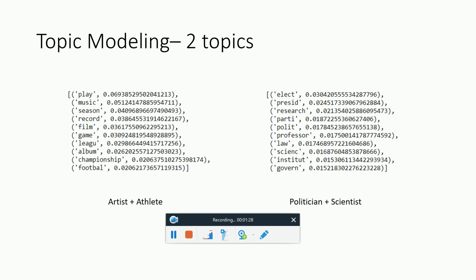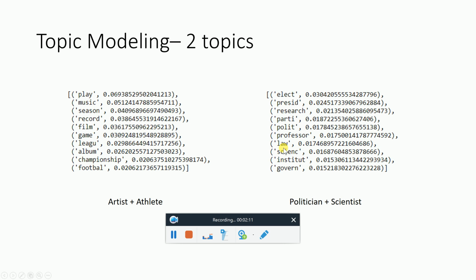the left one includes play, music, and film, album, which is all about the artists, like the musicians. It also includes the athlete, like the season, game, league, football, so it combines two topics. Obviously, the right one also has elect, president, and the party of these politicians, and it also includes the research, the professor, science, institute. So this is all about the scientists.